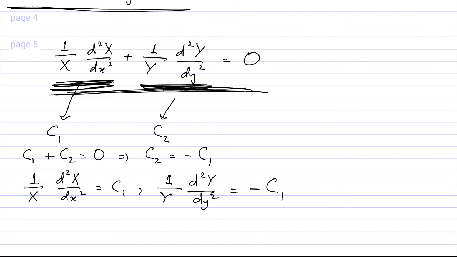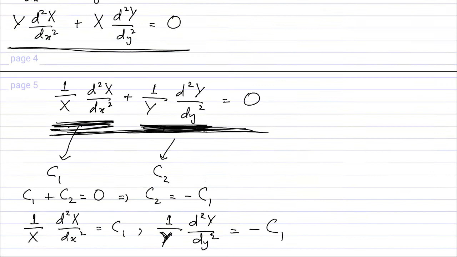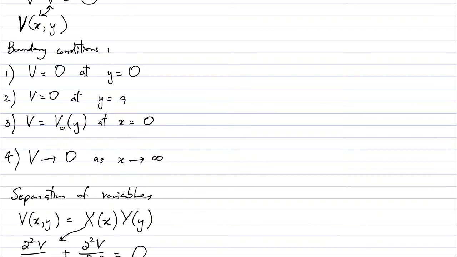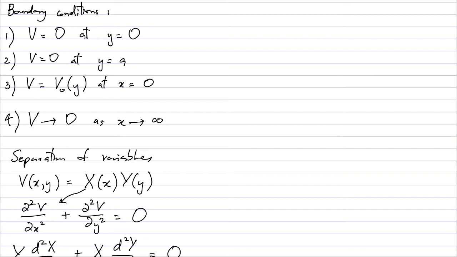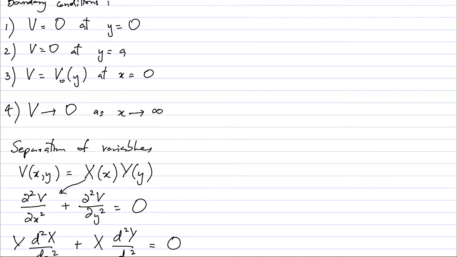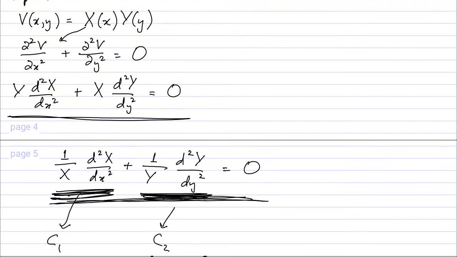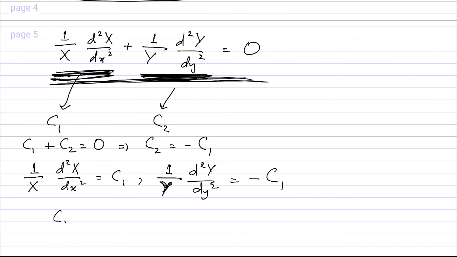Now these two equations should be very familiar. They look like the harmonic oscillator equations, but I have to make sure that the boundary conditions can be satisfied. So v is 0 at y equal to 0, v is 0 at y equal to a, and v approaches 0 as x approaches infinity. So the x dependence should not be sinusoidal. The y dependence should be sinusoidal because you know that v is 0 at y equal to 0 and y equal to a. So c1 is a positive constant, so that I don't get a sinusoidal solution. Let me write c1 as k squared to specify that.